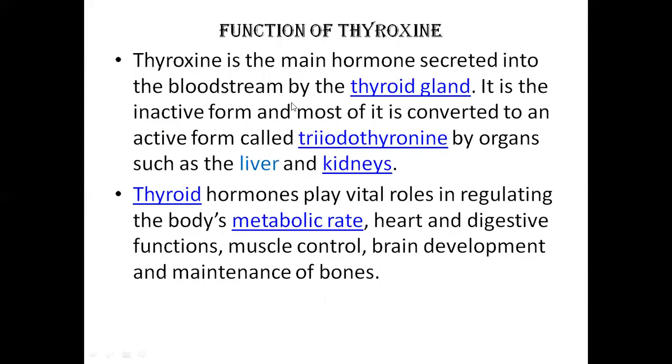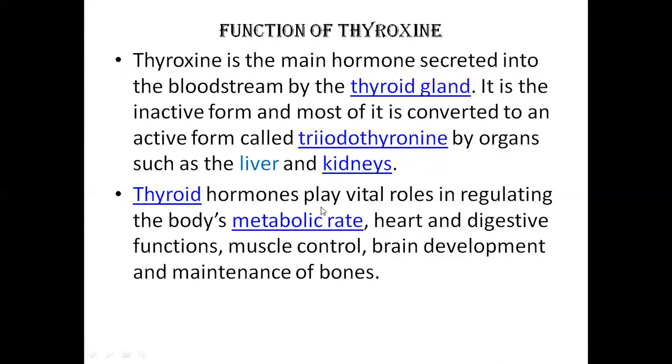Next, we have the function of thyroxine. We know that thyroxine is a hormone which is produced in the thyroid gland. This thyroxine is also referred to as T4. The common name of thyroxine is T4, which is produced by the thyroid gland. It is the inactive form, and most of it is converted to an active form called triiodothyronine by organs such as the liver and kidneys. Thyroxine or T4 is an inactive form, and it can be found in another form, that is the active form referred to as T3.